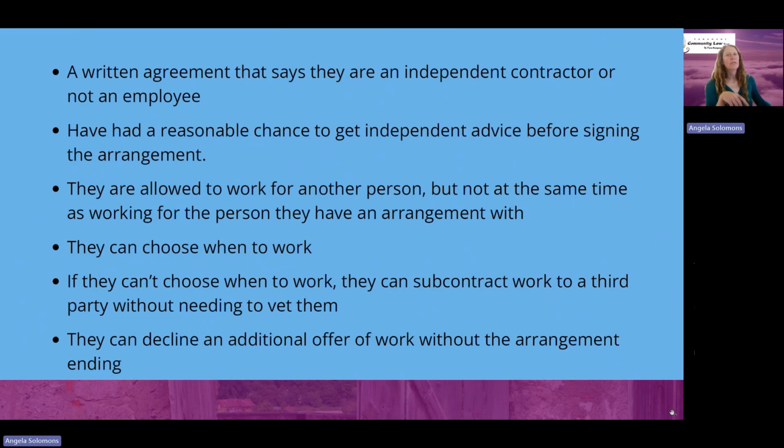So first of all, we've got this gateway test, right? So you have to meet all of these criteria in order to meet the gateway test and be a contractor. So who thinks that Mr. Zhao has met the gateway test? Okay, so if you don't think he's met the gateway test, why not? Which of the criteria has he not met?